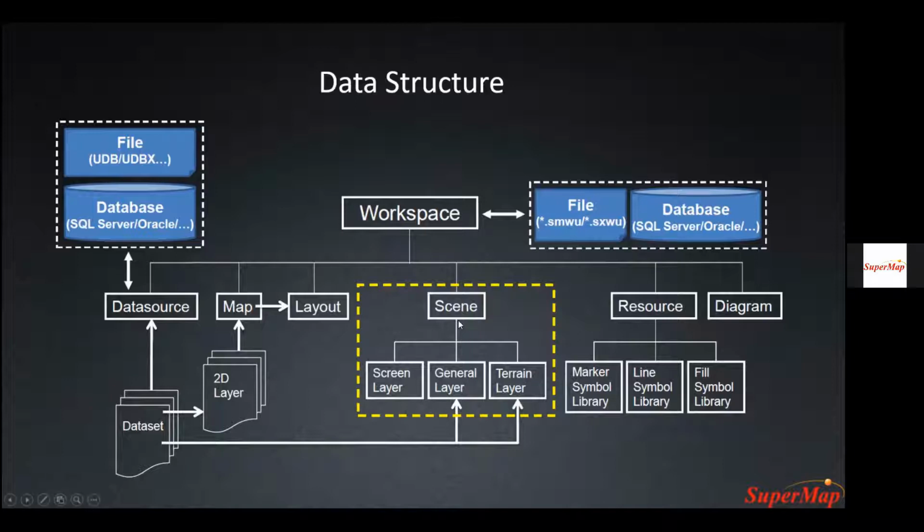And under the scene, we have the next data structure, which is the screen layer, general layer, and also terrain layers. The layers are differentiated based on the data that we open in SuperMap I desktop. Later, I will display it one by one, which one is the screen layers, which one is general layers, and which one is terrain layers. But for now, what you need to know is that 3D data will open in a 3D scene, but not in a 2D map.